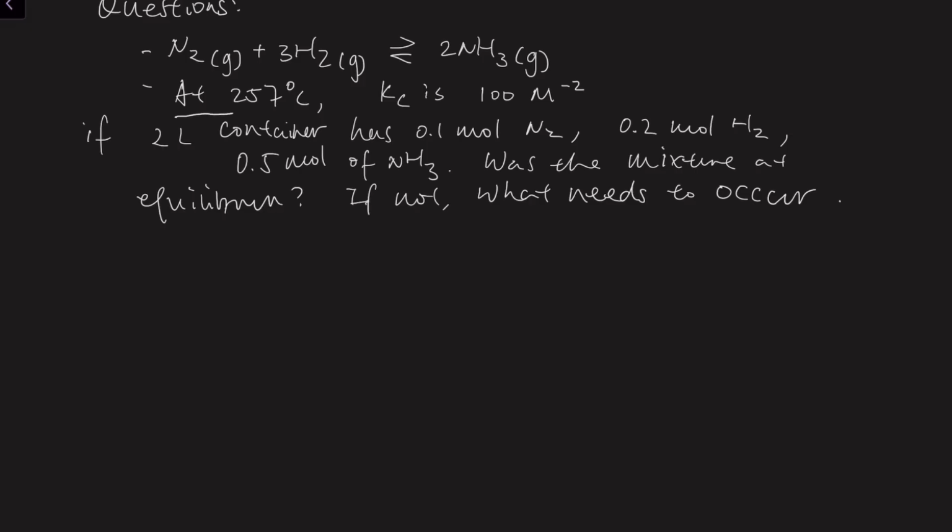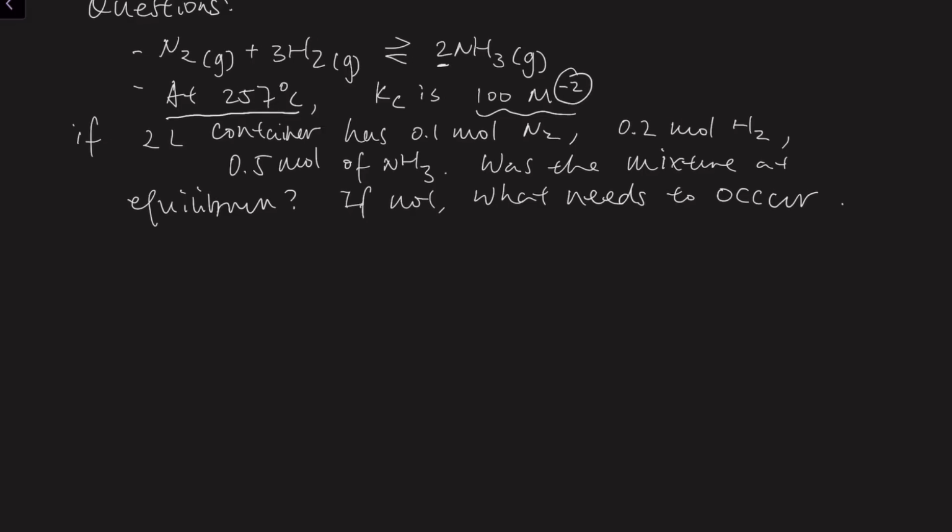So at 257 degrees, why is this piece of information useful? It is useful because we know that the equilibrium constant Kc is different at different temperatures. And at this temperature, it is 100 mole to the negative 2. So why is the exponent negative 2? Well, we have 2 here, and then 1 plus 3 is 4. And 2 minus 4 is negative 2. So this is also correct.